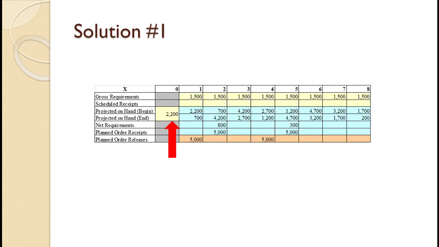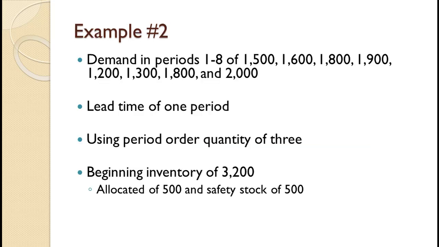With 3,200 in inventory and 1,000 in combined allocated inventory and safety stock, 2,200 units are available to production. We enter 2,200 as the beginning inventory, and we have completely accounted for allocated inventory and safety stock, and nothing else is required. As you can see, the rest of the MRP grid is completed as usual. Now, here's an example for you to try.